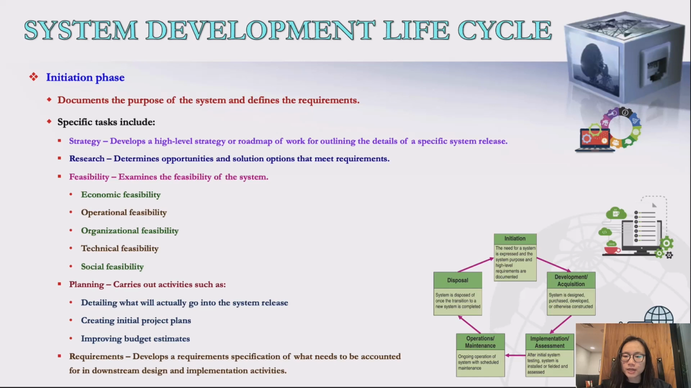Another task is planning. The organization carries out activities such as detailing what will actually go into the system release, creating initial project plans, and improving budget estimates. And at last, the organization develops the requirements specification of what needs to be accounted for in the downstream design and implementation activities. The more detailed the requirements, the higher the probability that the design will align to the intended system release strategy and with end-user expectation for the release.